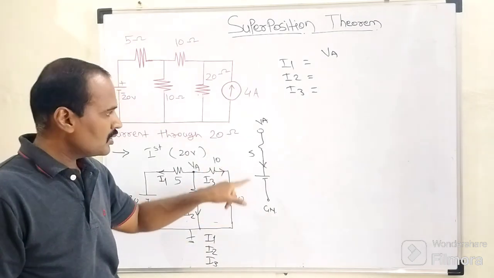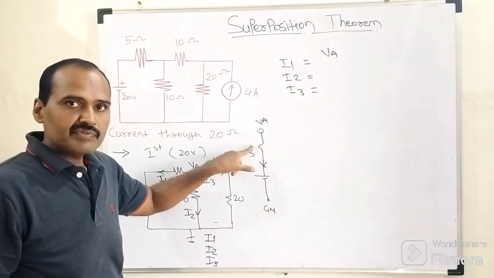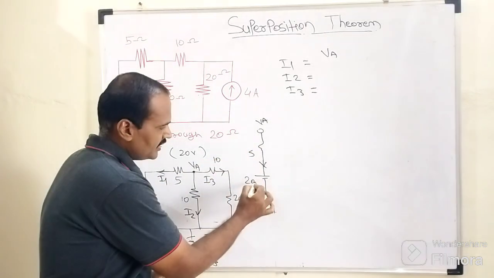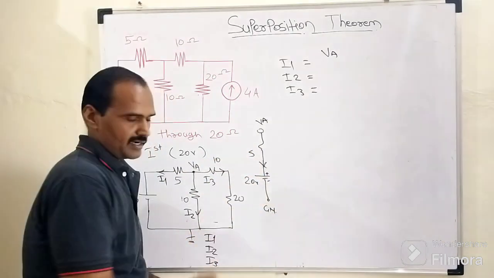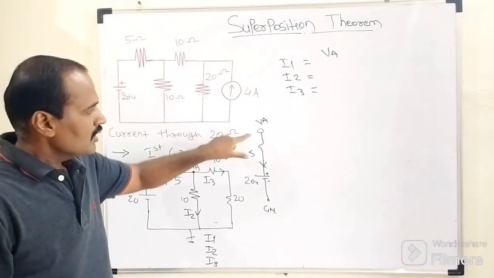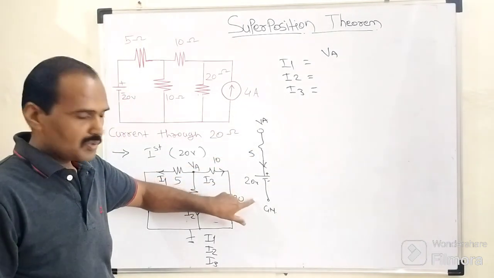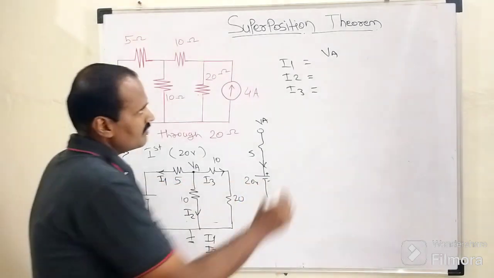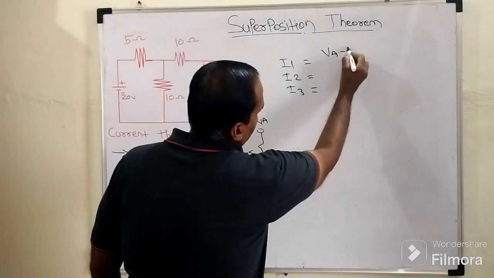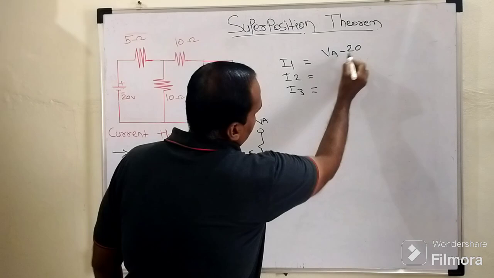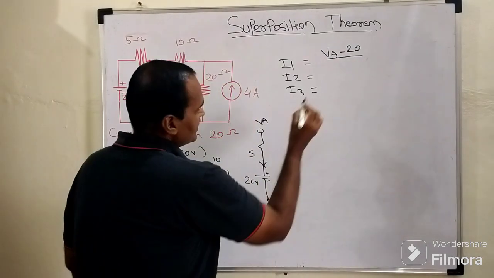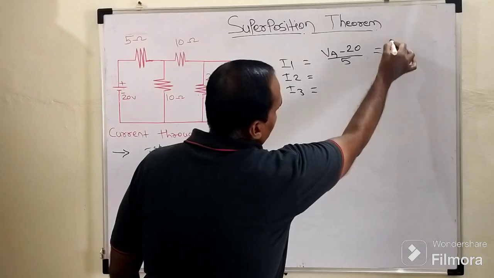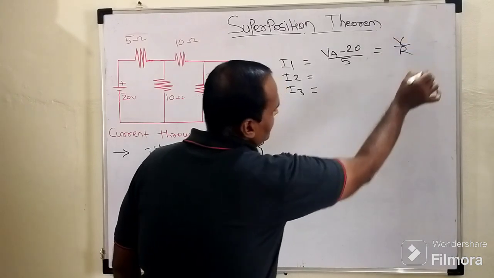In between these two nodes, there is one resistor of 5 ohm and one battery of 20 volt, and these are the polarity of this battery, positive and negative. The direction of current is outgoing, meaning we are going from the positive to the negative plane. That's why the potential of this 20 volt battery will be minus. So it will become VA minus 20 divided by 5. How is this statement being written? I equals V by R.